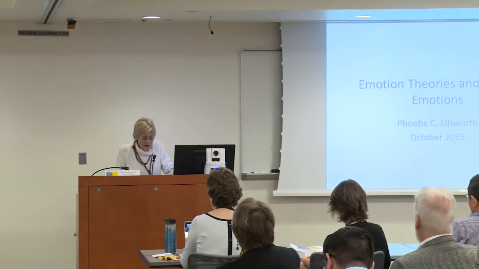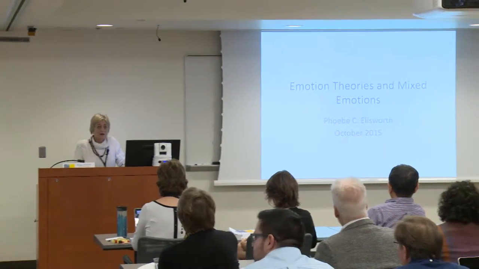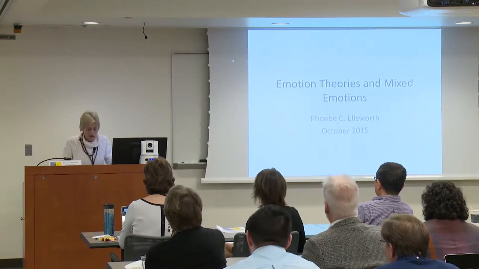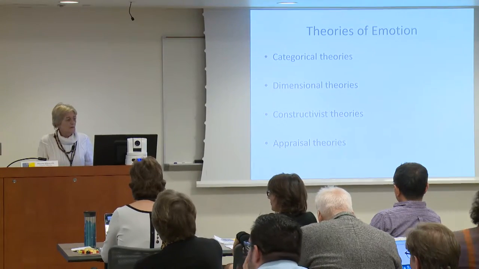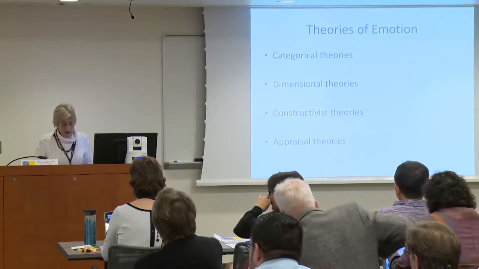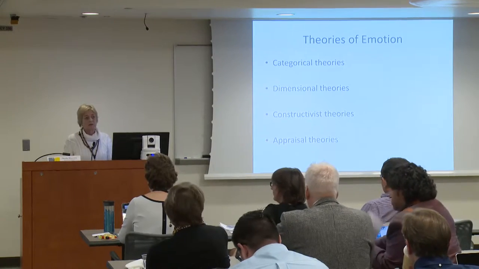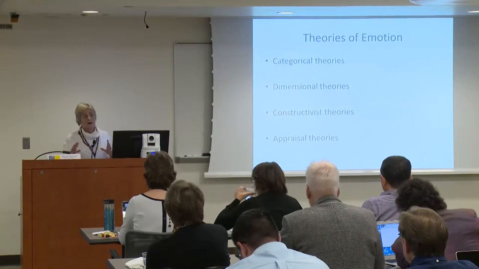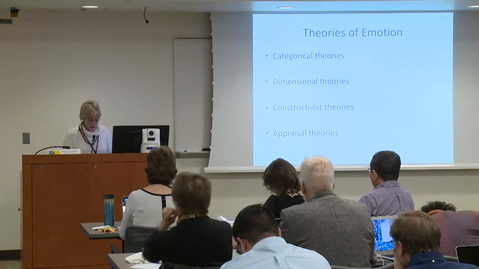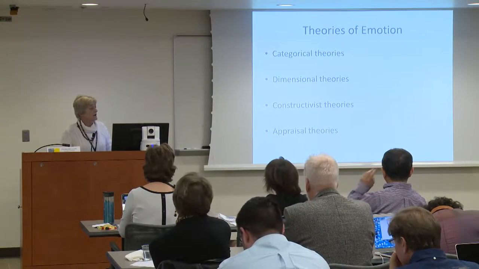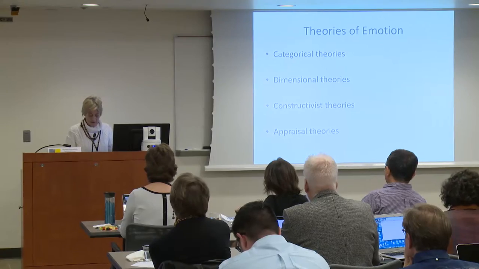I've been asked to give an overview of the different emotion theories and what they have to say about mixed emotions, which you'll see is not a whole lot. Okay, there's four basic kinds of theories of emotions out there, and quite a bit of overlap among them. And the overlap is actually growing as people modify their extreme original positions to take account of what other people are saying. They are categorical theories, dimensional theories, constructivist theories, and appraisal theories.